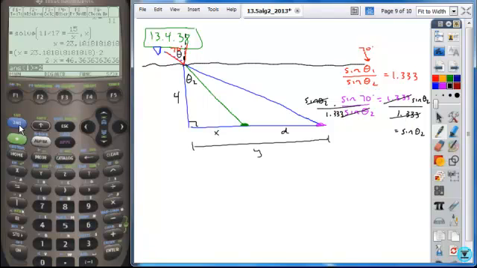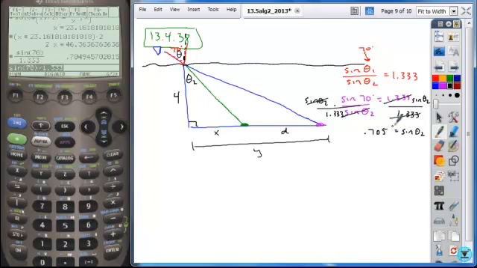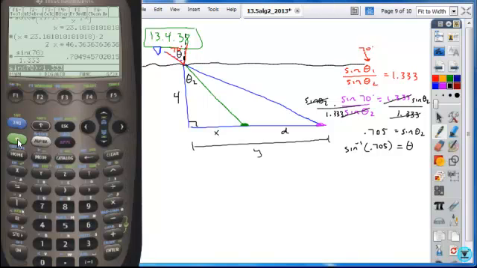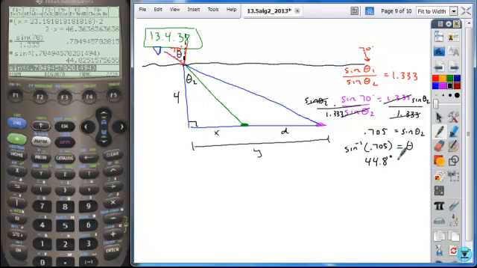So I'm going to go ahead and calculate that. Sine of 70 divided by 1.333. When I do that, I get my ratio, 0.705. And then what can I do to actually solve for this angle measure? The angle itself is going to be the inverse sine of that ratio. So if I take the inverse sine of this and hit enter, I get my angle measure to be approximately 44.8. Okay, so there is my angle right here, 44.8 degrees.